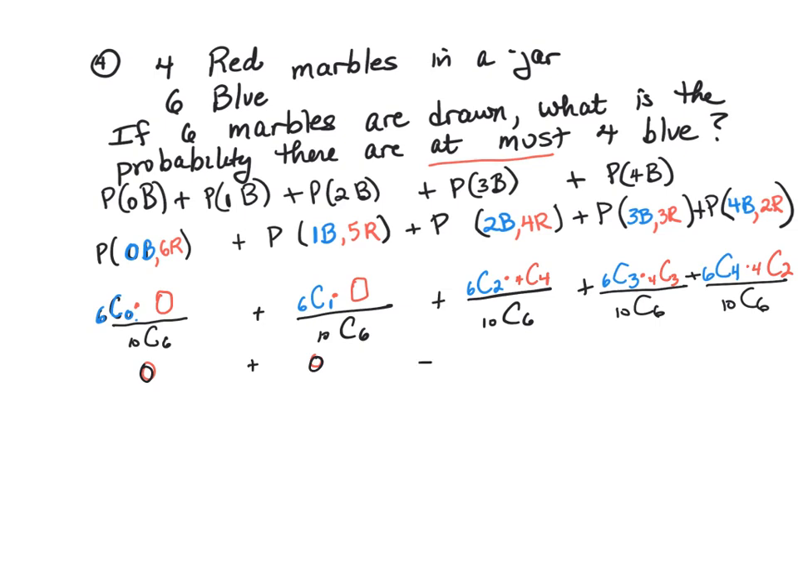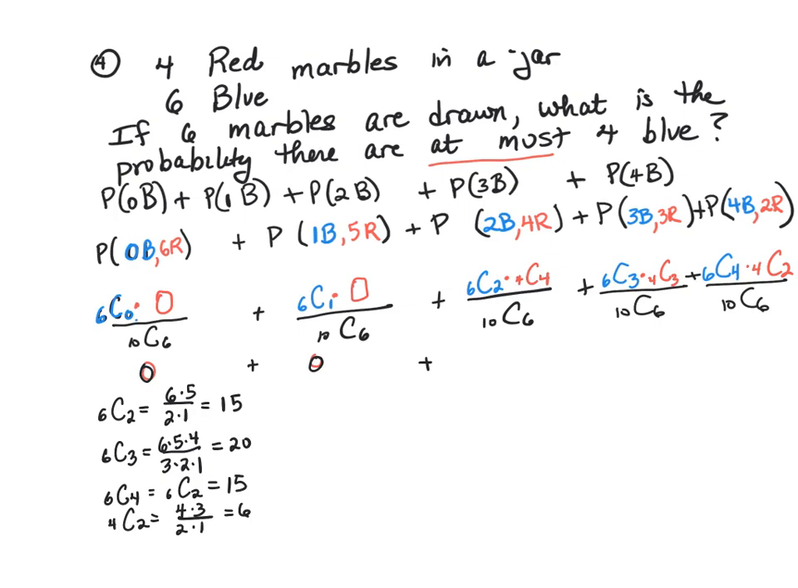So let's do that. All right, we'll do this on the side. I computed the combinations on the side here: 6C2, 6C3, 6C4, and 4C2. So again, remember, 6C2 is 6 times 5 over 2 factorial. This one is 6 times 5 times 4 over 3 factorial. And 6C4 is the same as 6C2, so the same answer, 15. And 4C2 is 4 times 3 over 2 factorial, which gives us 6.